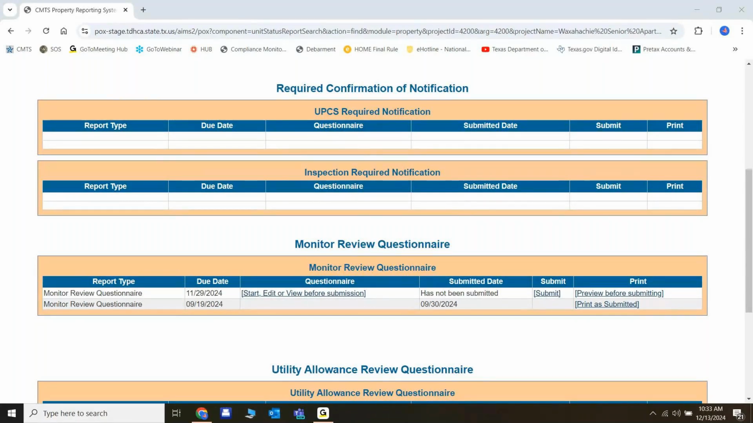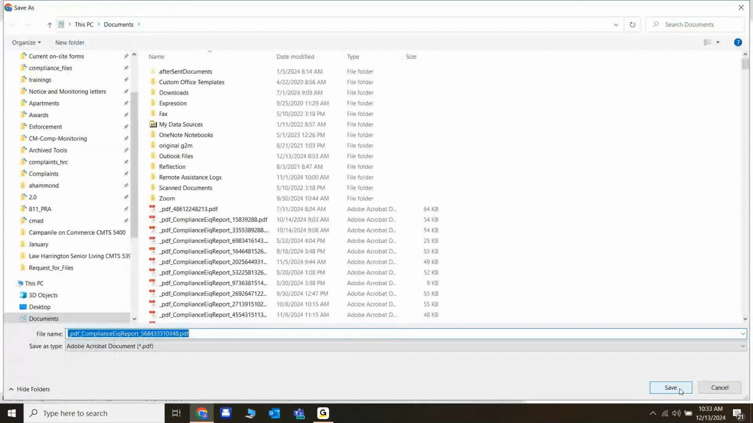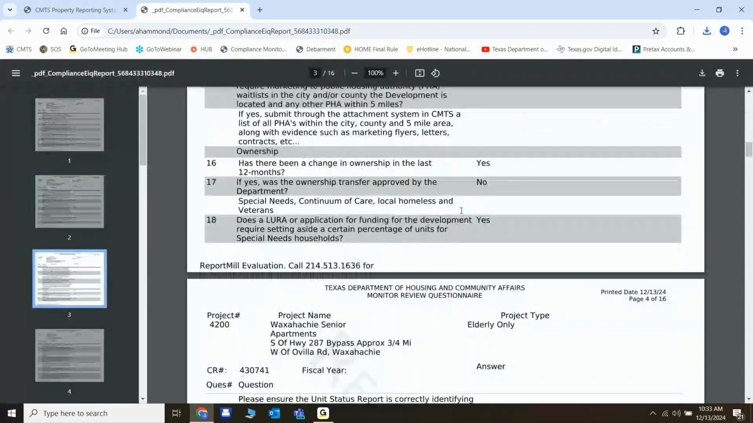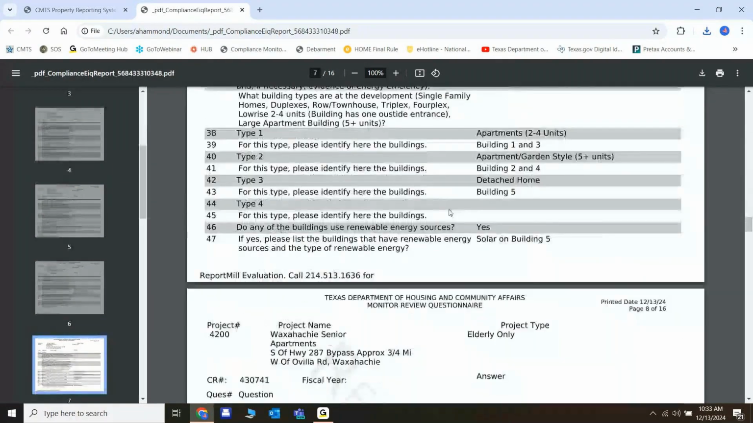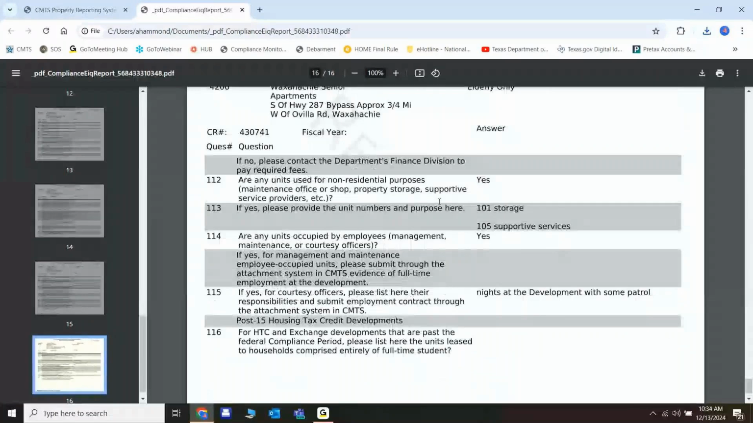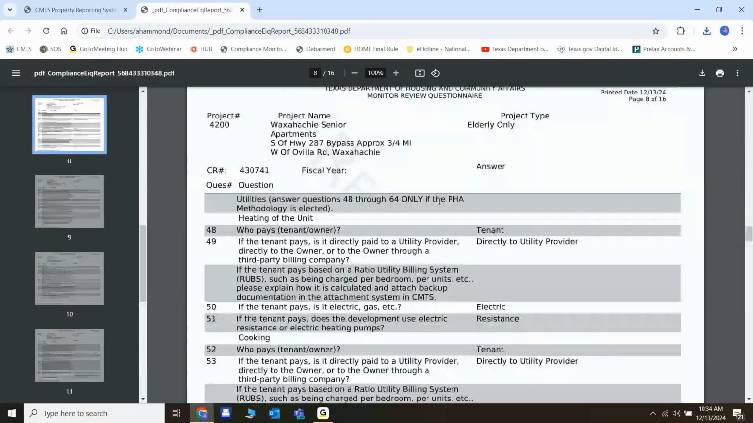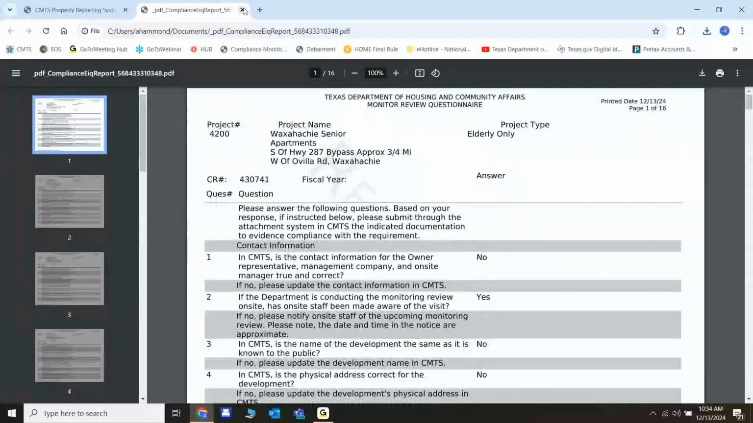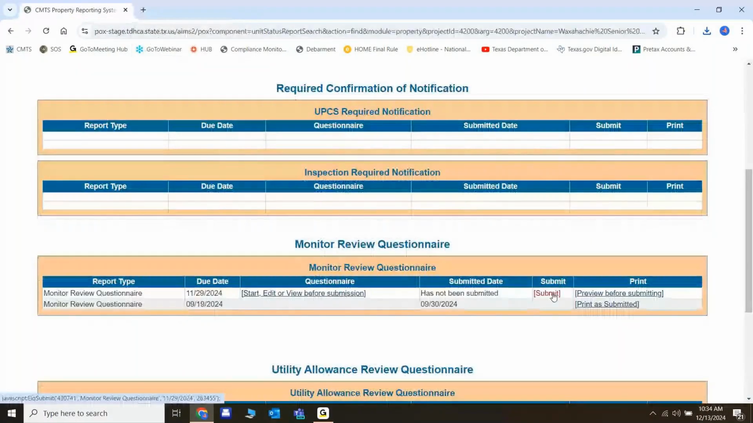So once you hit save, you can go to preview before submitting, and it should bring up your unit stat or a PDF version of your report. And there it is with all the questions answered. So you can do this if you want. I'm going to preview, make sure I see everything, because this is exactly what we see when we open it up. This is how it looks when we look at it. So if you want to see, oh my goodness, what did I tell the monitor? You can go in here and look at that. And then you're just going to hit submit.